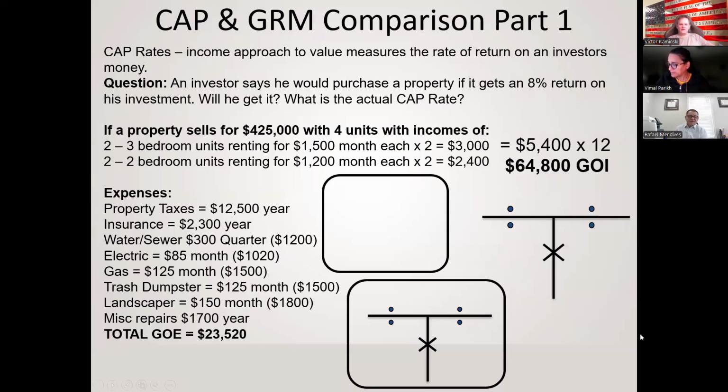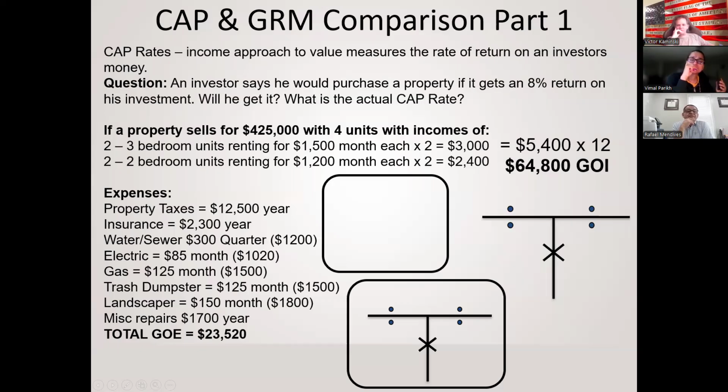So what figures do I already have here? This 4-unit building has 2 three-bedrooms renting for $1,500 a month each, and 2 two-bedrooms renting for $1,200 a month each. So 1,500 times 2 units, that's 3,000, and the 2 bedrooms, 1,200 times 2, that's 2,400, for a total of $5,400 a month. Times 12, and you get 64,800 in gross operating income.